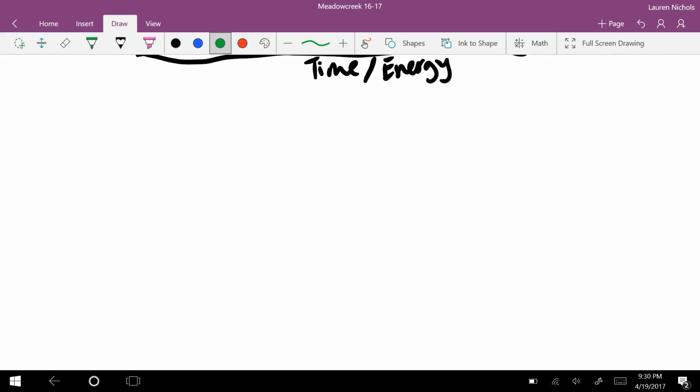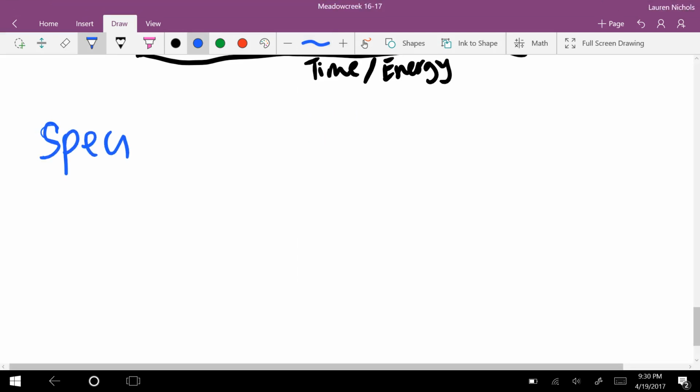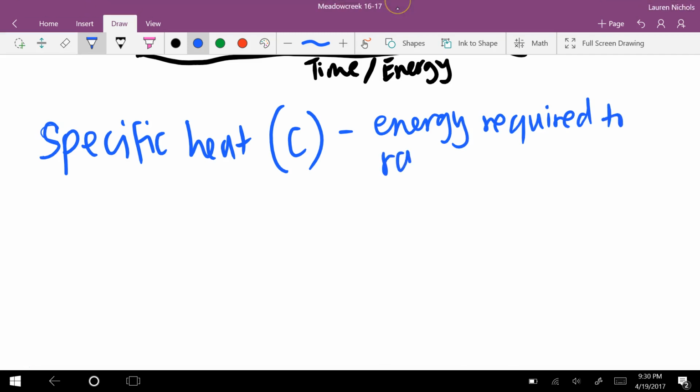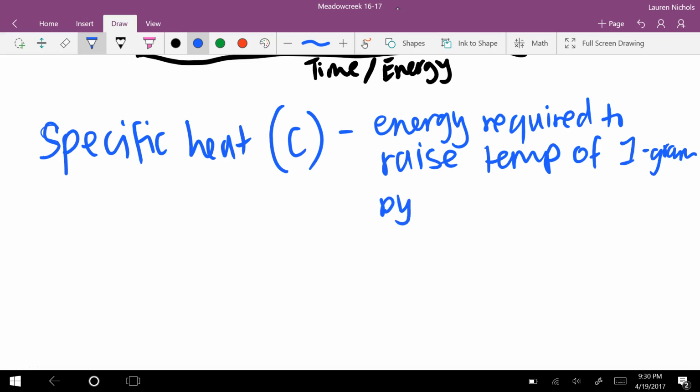The next thing is specific heat. Oops, let's get our nice bold. So specific heat. The symbol for specific heat is a capital C. And it's the energy required to raise the temperature of 1 gram of a substance by 1 degree Celsius.